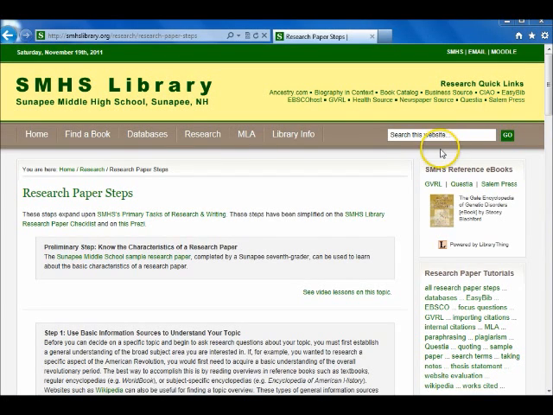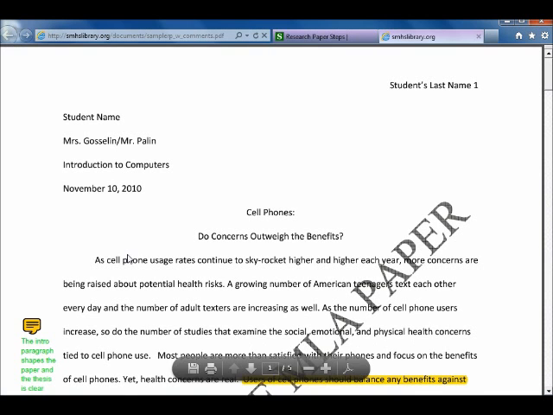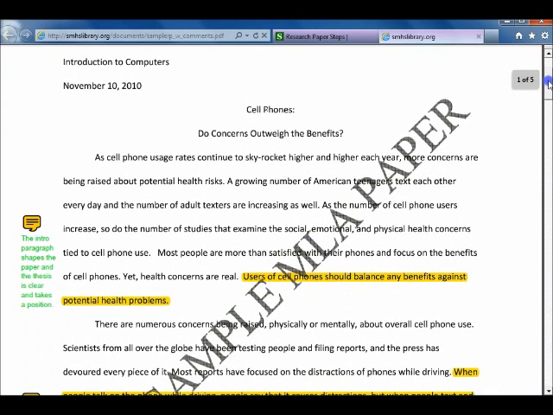Before you can begin work on your research paper, you first need to know what a research paper looks like and what a research paper is designed to accomplish. This can be learned by taking time to read the Sunapee Middle School sample research paper. This paper, which was completed by a Sunapee 7th grade student, illustrates certain characteristics of a research paper. Let's take a look.